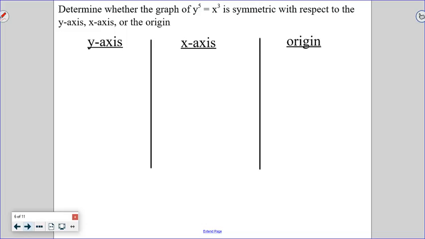All right, we're going to try this two more times. My next equation that I want you to attempt this with is up there at the top: y to the 5th equals x cubed. We're going to test it for y-axis, x-axis, and origin. Y to the 5th equals x cubed.